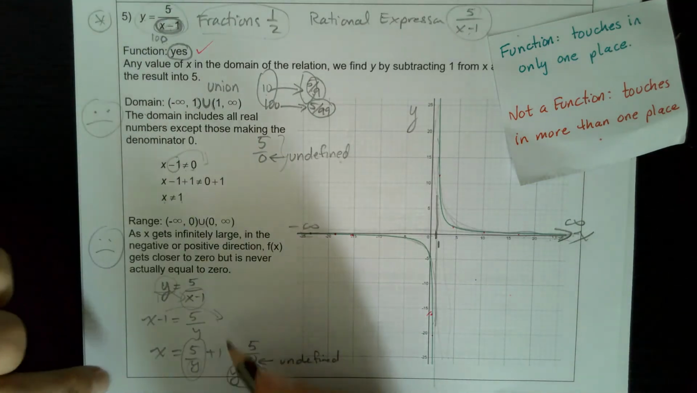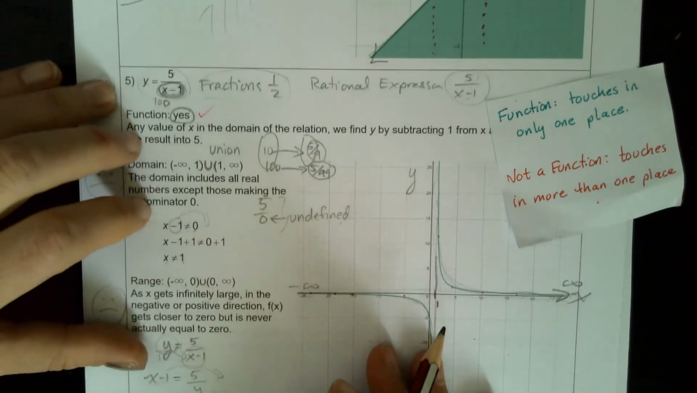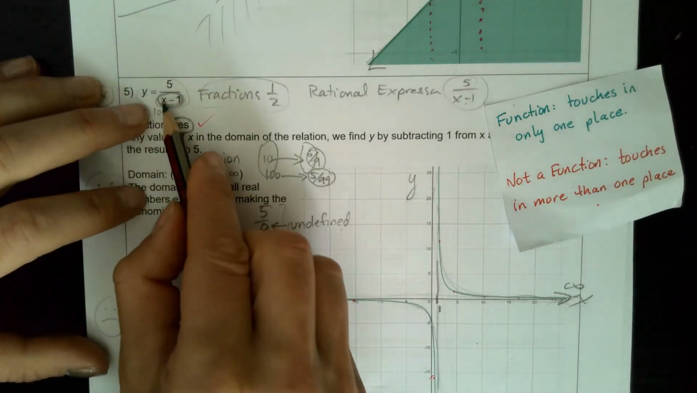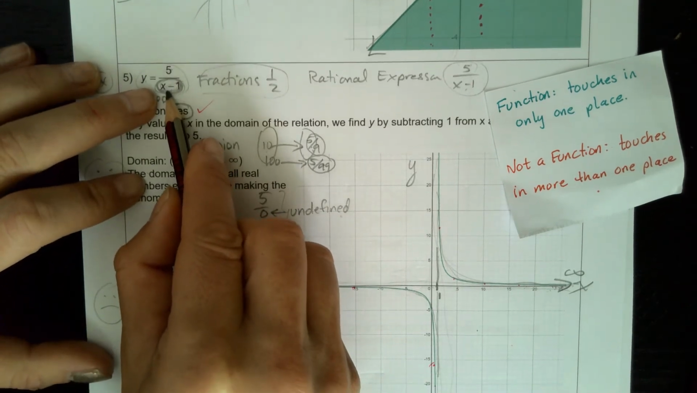Now, some people do it a different way. They don't actually solve for x. They go, if I put big numbers in here, bigger and bigger and bigger numbers, what happens?